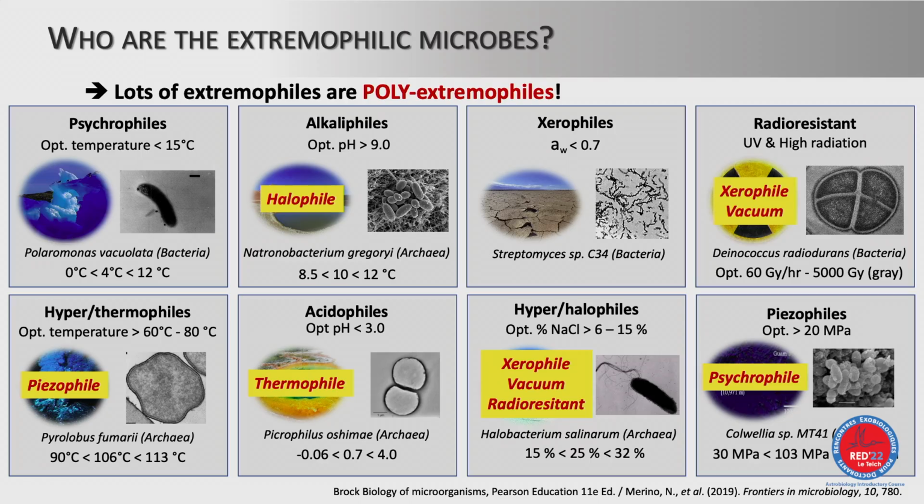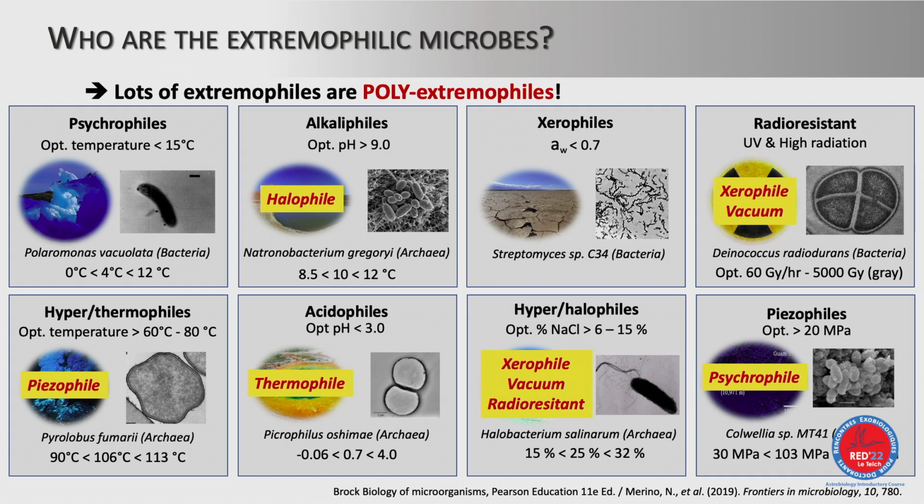But what we know about those extremophiles, they are also polyextremophiles. So some of them combine different strategies to cope with multiple stress conditions. So for example, Natronobacterium is alkaliphile, but also halophile. Deinococcus radiodurans, we call it the Conan bacteria because it's the most resistant bacteria we know, and it can resist also really dry conditions and also vacuum.